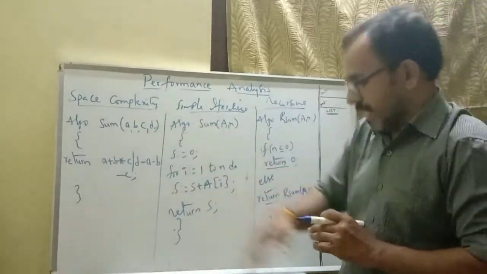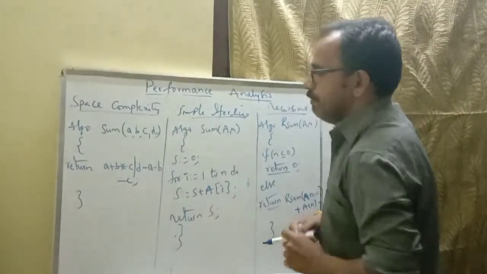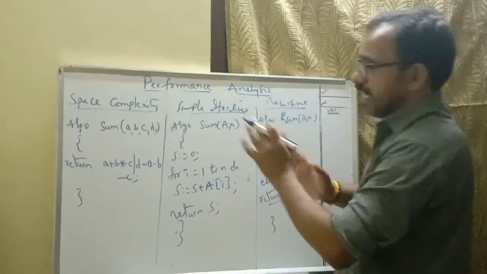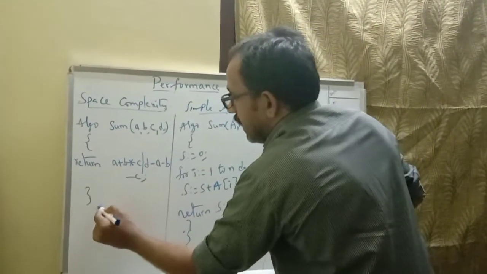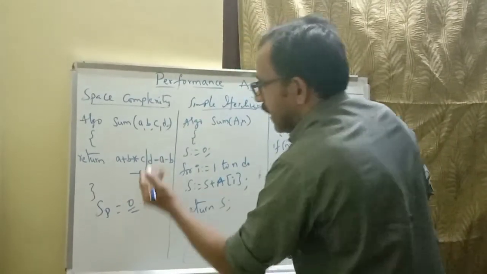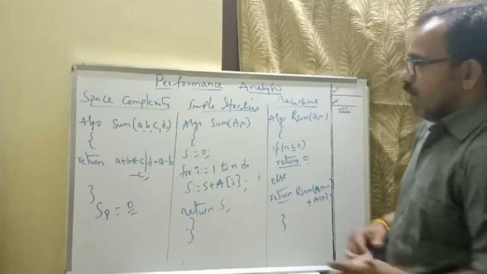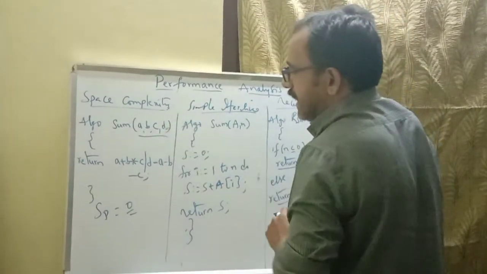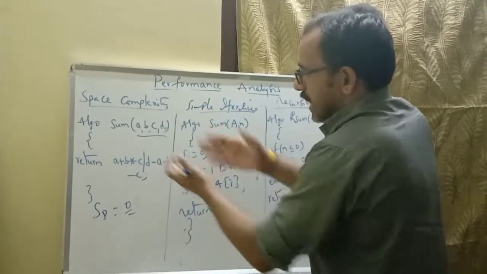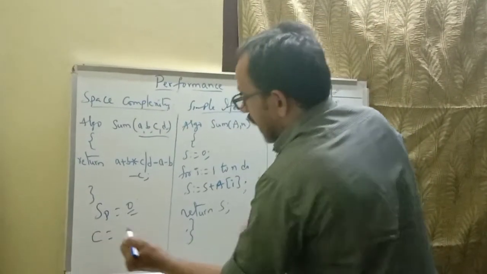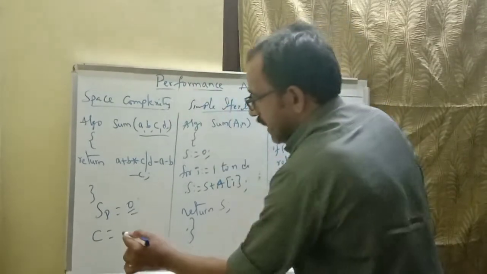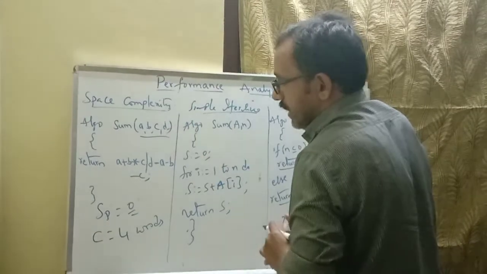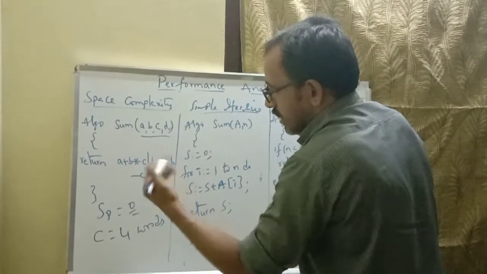Now first consider the simplest program. Simplest means no for loop and no recursive call in this particular one. Only one statement is there. Then here S_P is 0, because there is no instance characteristic playing here. Only constants, only A, B, C, D are appearing. Those A, B, C, D are treated as simple variables. So only the constant part is there. How many variables are there in that constant part? 4 variables. Then 4 words are required. Based on the data types of A, B, C, D, that number of bytes may be allocated.